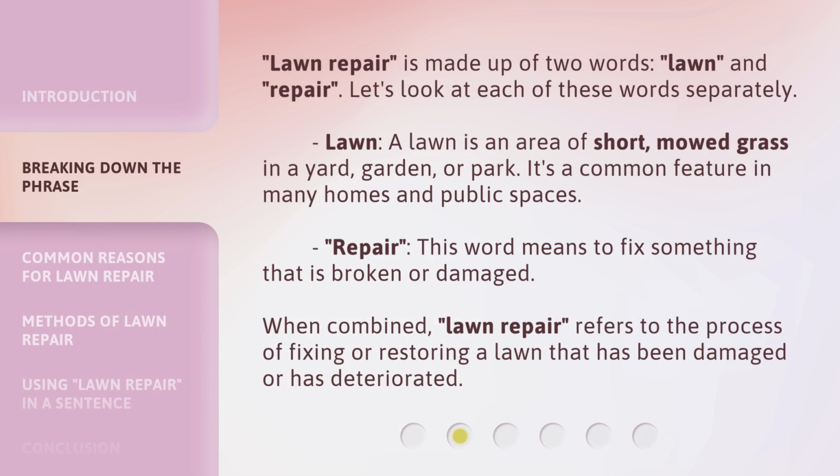Lawn repair is made up of two words, lawn and repair. Let's look at each of these words separately. Lawn. A lawn is an area of short, mowed grass in a yard, garden, or park. It's a common feature in many homes and public spaces. Repair. This word means to fix something that is broken or damaged. When combined, lawn repair refers to the process of fixing or restoring a lawn that has been damaged or has deteriorated.